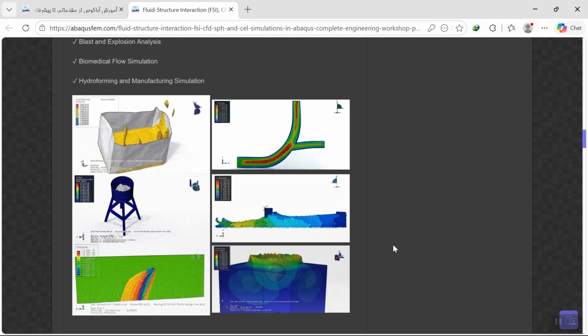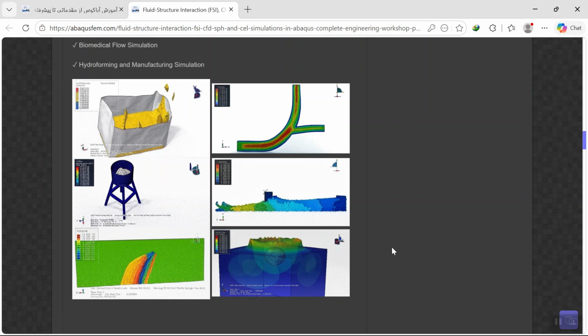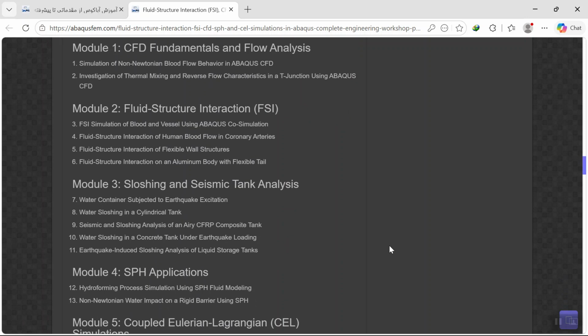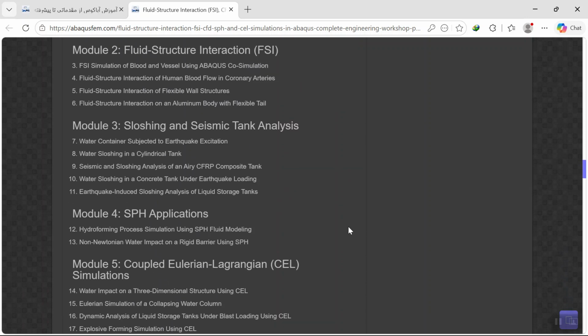For engineers interested in computational fluid dynamics, a dedicated workshop covers non-Newtonian blood flow simulation, thermal mixing process, and reverse flow behavior in industrial T-junction systems. This example demonstrates how CFD can be applied to understand flow characteristics, temperature distribution, and fluid behavior in complex engineering environment. Another important section of this package is focused on impact and extreme loading conditions.